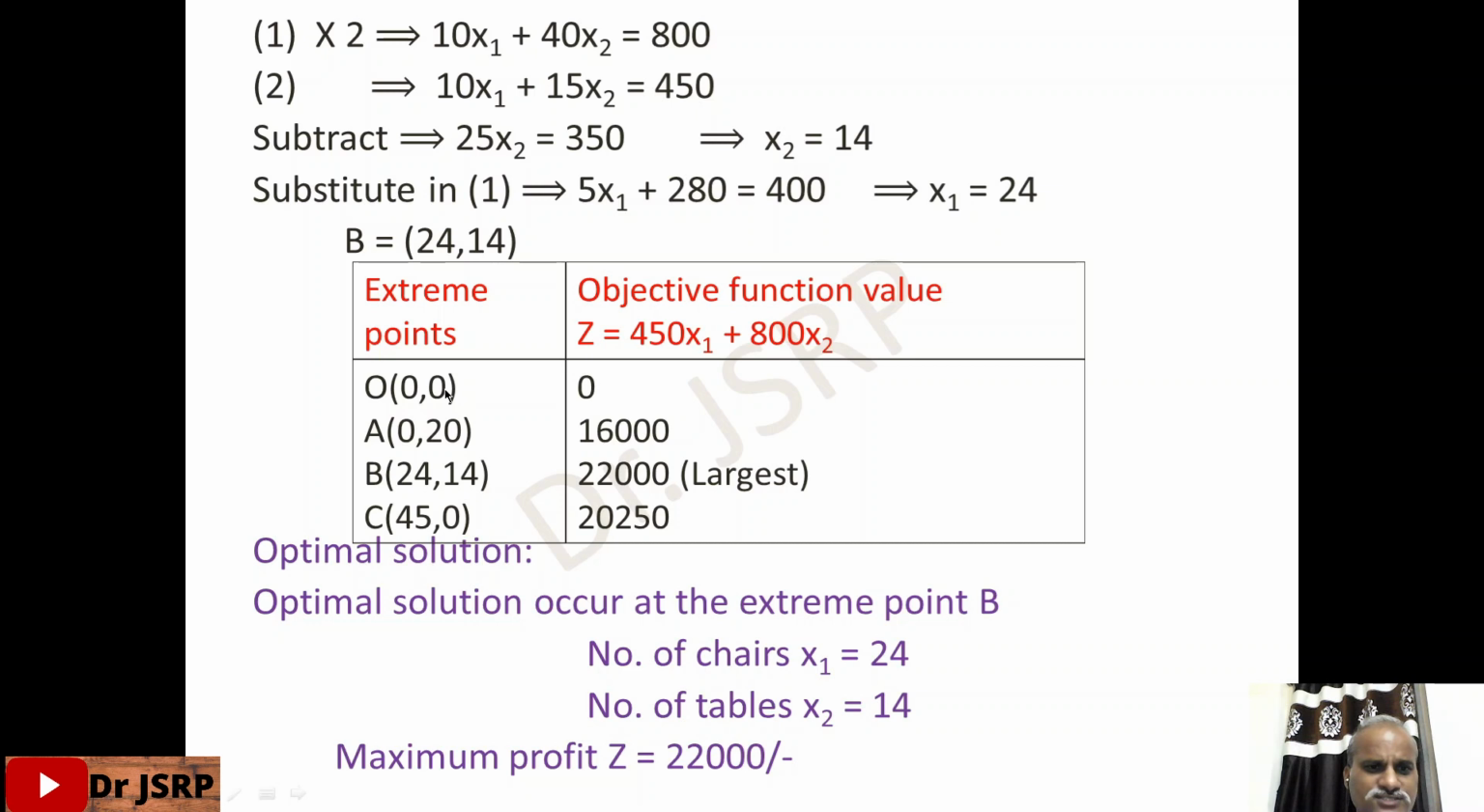Consider the other solutions. 0 0 means x1 0, x2 0, then the objective function value is 0, that means no product, no profit. 0 comma 20 means x1 0, x2 20, that means no chairs. If the manufacturer produces only tables, that is 20 tables, then he gets a profit of 16,000. What about C? x1 45, x2 0, that means if the manufacturer produces only 45 chairs, then he gets a profit of 20,250 rupees.